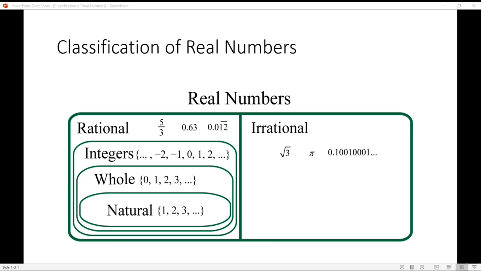The next group includes all of these that we've already talked about, but they also include negative rational numbers. Unfortunately, this picture doesn't show a negative rational number, but it could just as easily be negative 5/3 or negative 0.63 or negative 0.012 with a repeating line over it.